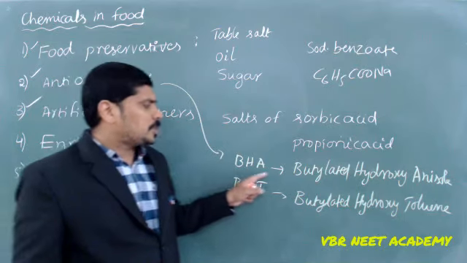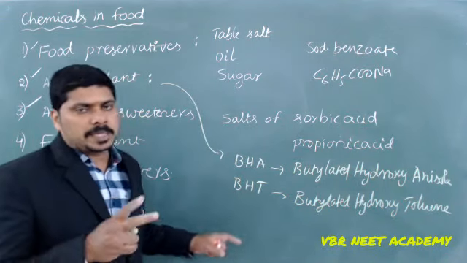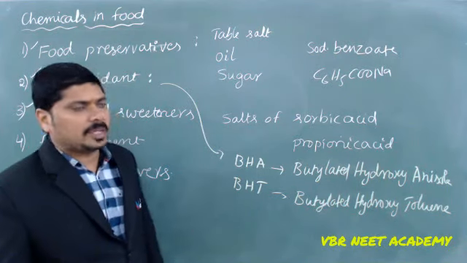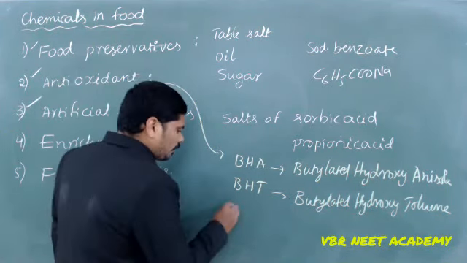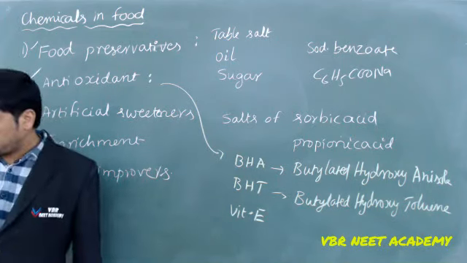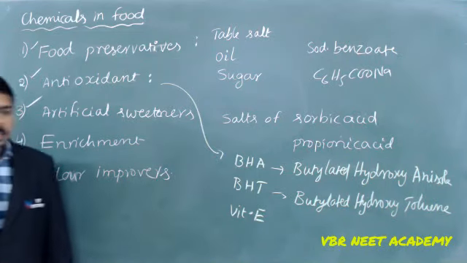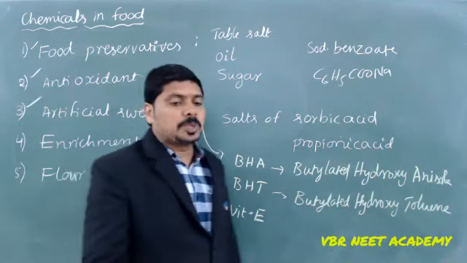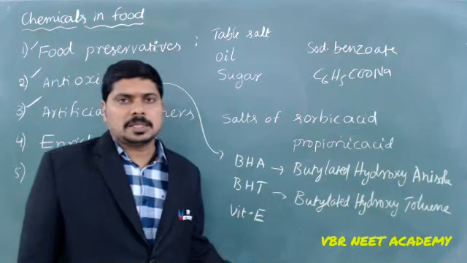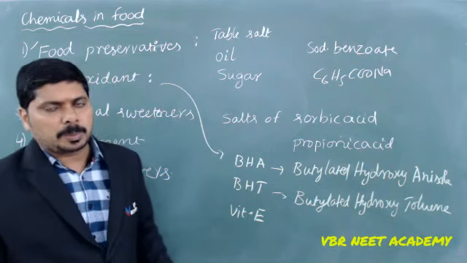BHA and BHT, butylated hydroxyanisole and butylated hydroxytoluene, are the two best antioxidants which are used for your ghee, oil or fats to prevent oxidation. And one more natural antioxidant we have is vitamin E. Vitamin E is the best antioxidant used in most cosmetics. Whenever you are using cosmetics, vitamin E is added so that it acts as an antioxidant. Even it is added for so many purposes for preventing oxidation.